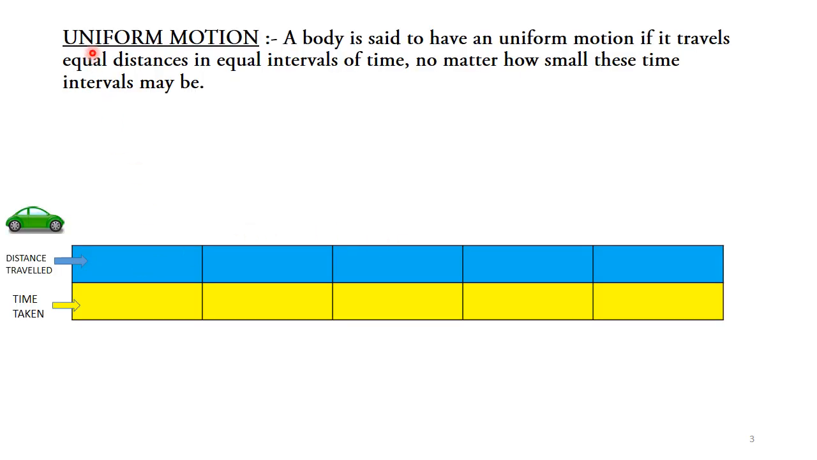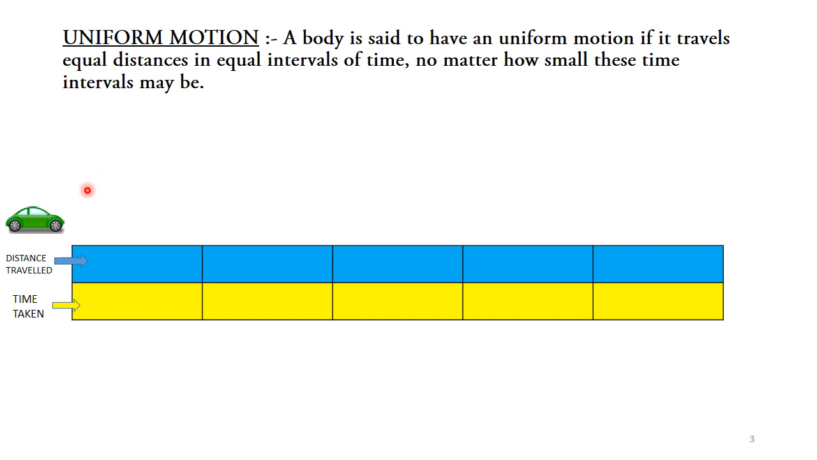One more time we are going to see the definition of uniform motion. A body is said to have a uniform motion if it travels equal distances in equal intervals of time, no matter how small these time intervals may be. So we'll understand this definition with the help of an example, and we'll take an example of a car.